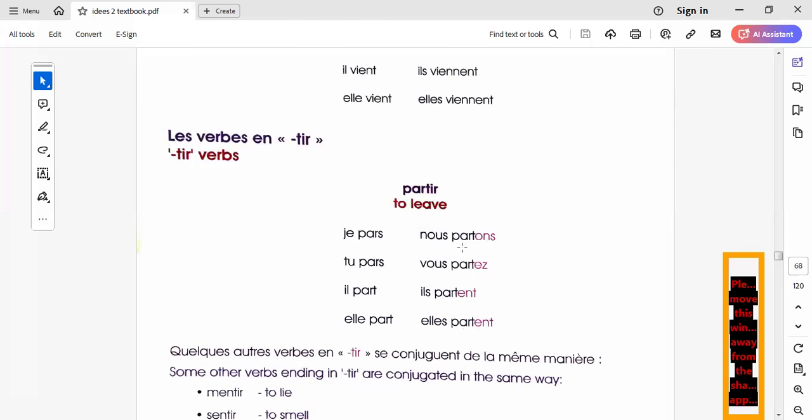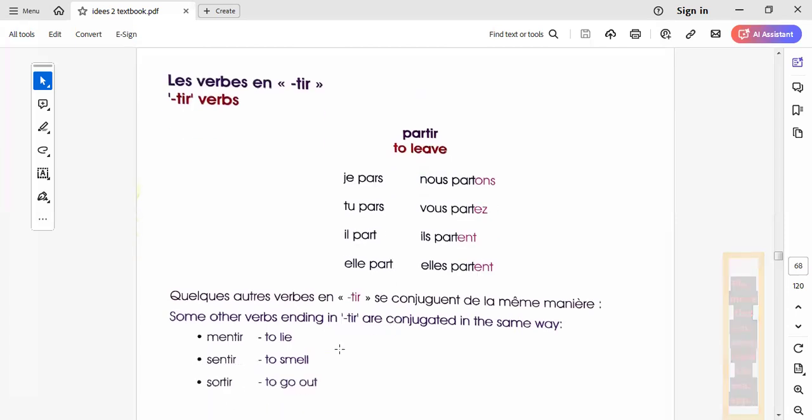In plural forms, we have the same endings as we have for the IR ending verbs. We are just removing IR from the end and adding ONS, EZ, ENT, ENT. But in singular form, we have PARS and PART. Just learn it. And mentir, to lie, sentir, to smell, sortir, to go out, have the same conjugation as partir.